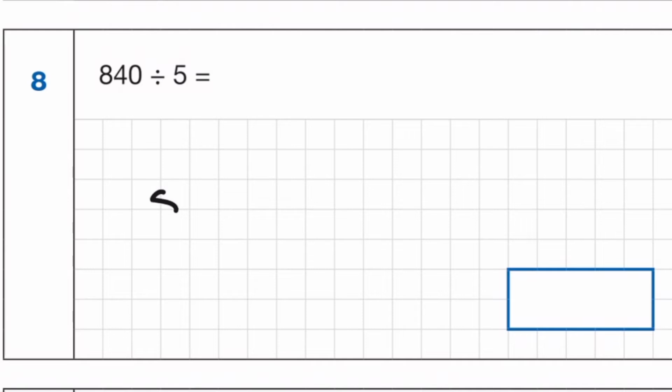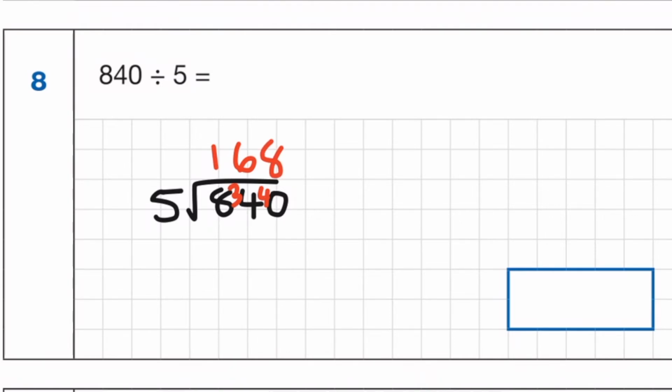Question 8 is another division question, and this question is a little bit harder than the last one since we will have remainders. So we have a numerator which will be on the inside, 840, and our denominator, which is 5, will be on the outside. How many times does 5 go into 8? It goes in once, but we have remainder 3. What we do with the 3 is we carry it over. So instead of it being 4, it becomes 34. How many times does 5 go into 34? 6 times, remainder 4. How many times does 5 go into 40? That is 8 times, so our answer is 168.